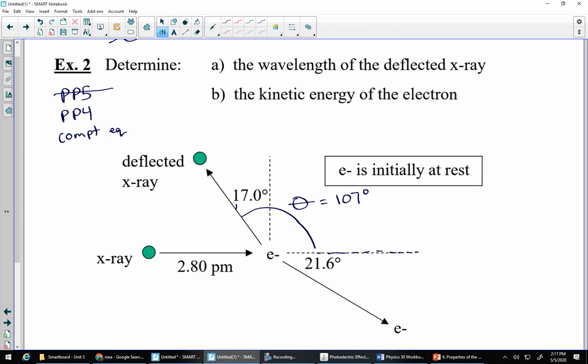Physics principle 4, conservation of momentum. I could figure out the momentum of my initial X-ray. Don't have the speed, so I can't figure out the momentum of the electron, and again, too many unknowns. So we have to use then our Compton equation.